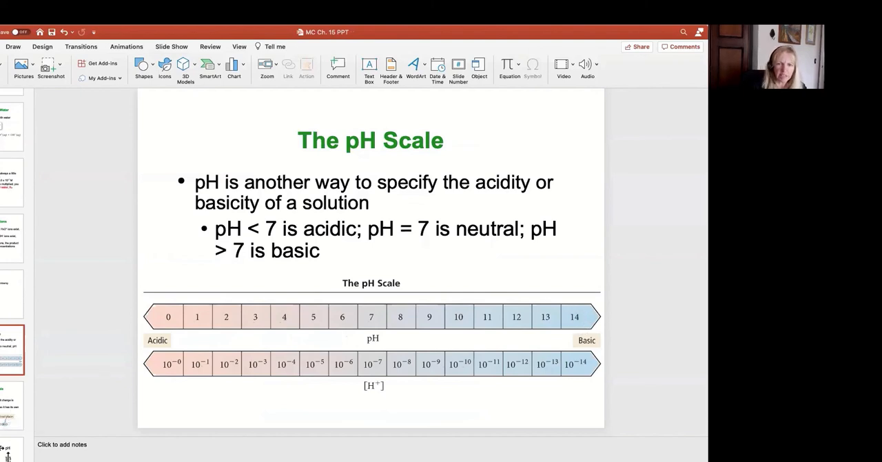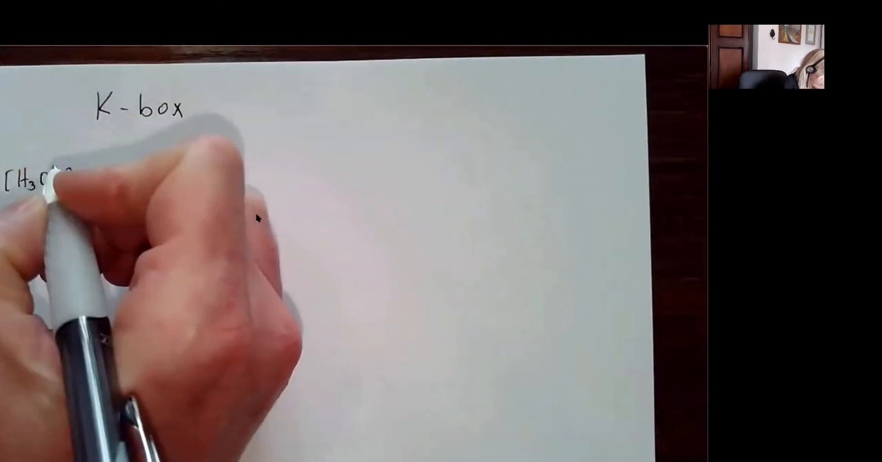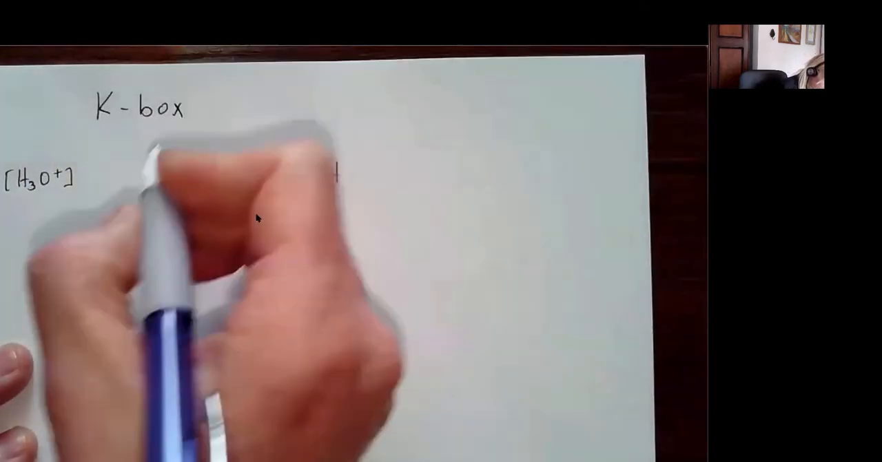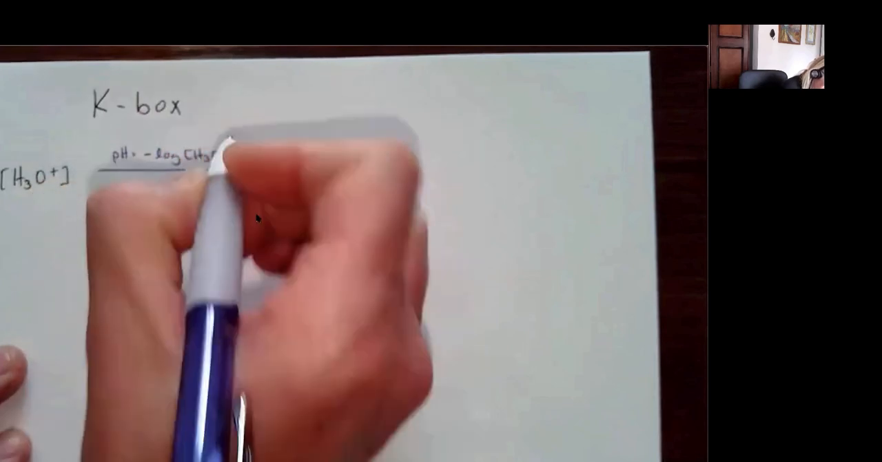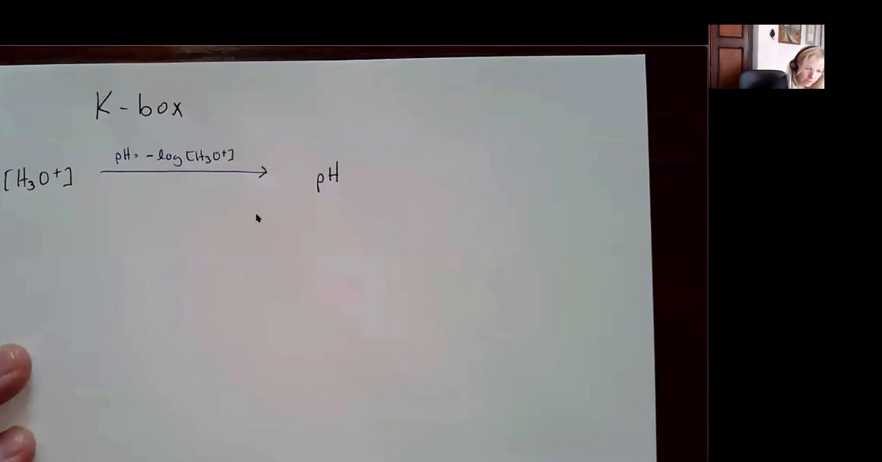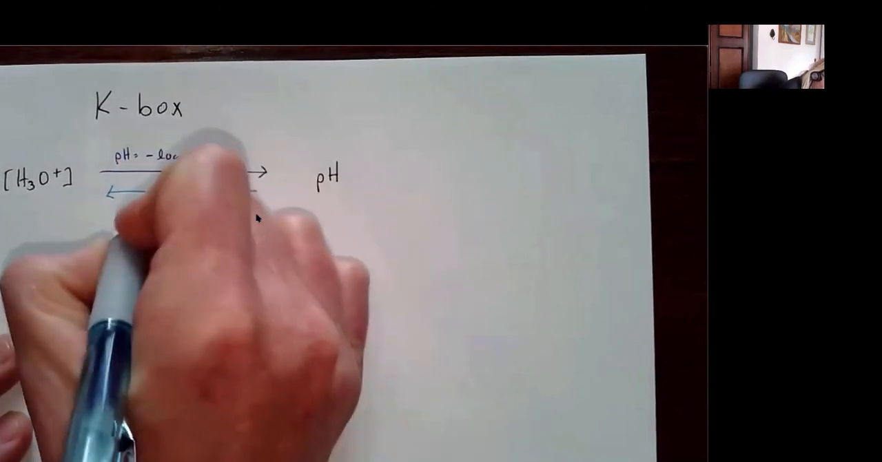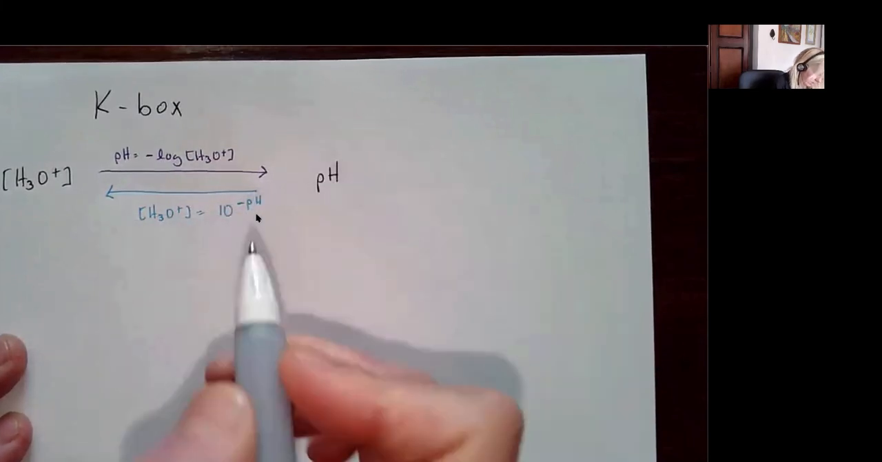Now there's this thing called the K-box, and the K-box is going to relate everything together. It looks like this. So this is called the K-box. I'm going to put hydronium ion concentration up here in this corner and pH here in this corner, and I can relate these together. I can relate this to this by taking pH equals the negative log of hydronium ion concentration. So if I'm given this, I can get to here. I can also go in reverse. If I'm given pH, I can get to hydronium ion concentration because I know that H3O plus equals 10 to the minus pH. So I can toggle back and forth that way.